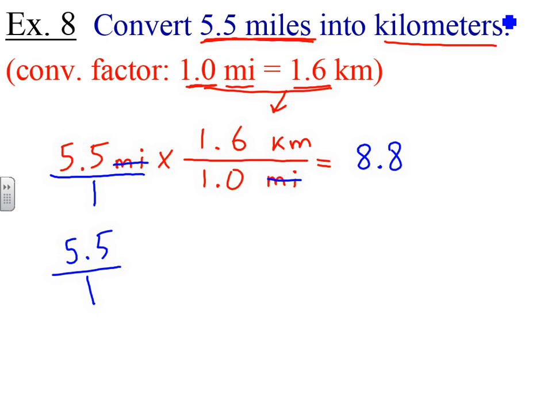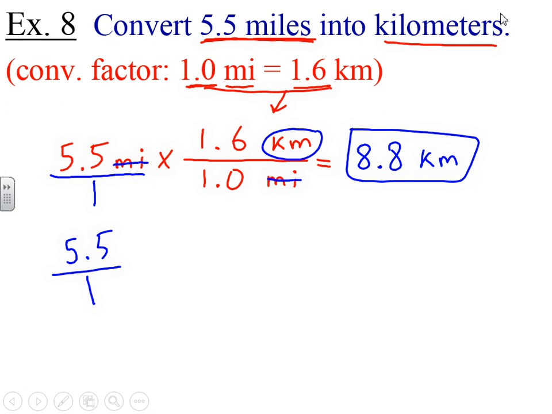Don't forget the units. Units here are kilometers. Whatever you didn't cancel out is what goes in your unit. Circle the entire answer to make sure I can see it, and that is how it's done. Let's go ahead and try another example.